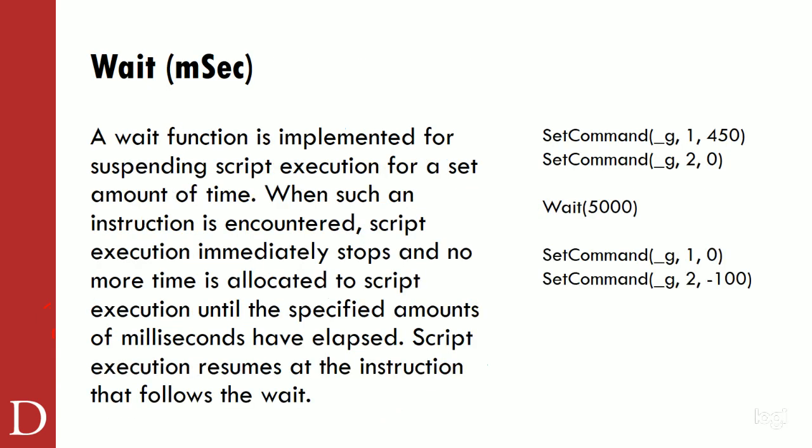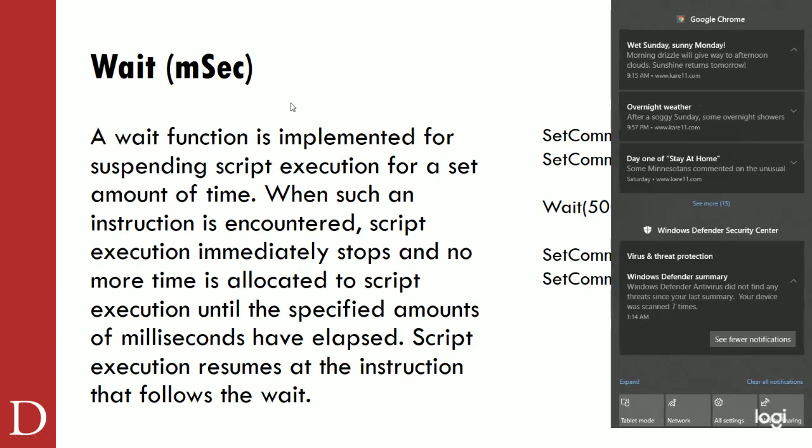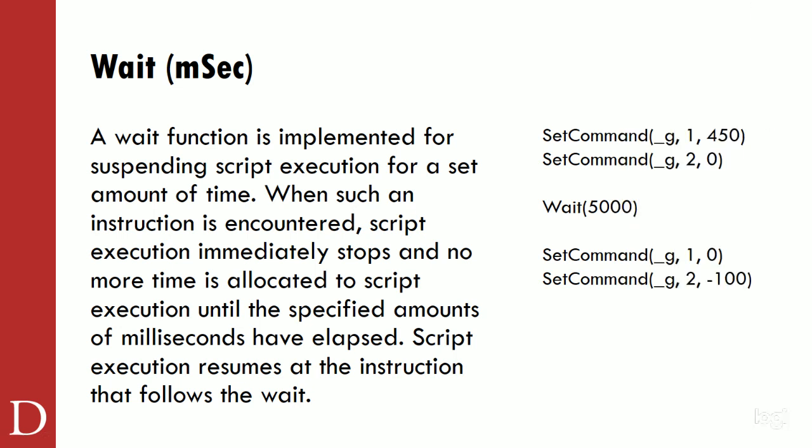Wait milliseconds. I bring this up right now because I think this might be one of the easiest ways for you to complete your homework for the week: to use the wait instruction. So a wait function is implemented suspending script execution for a set amount of time. When such an instruction is encountered, script execution immediately stops and no more time is allocated to script execution until the milliseconds have elapsed. So if we're executing this code, we're reading left to right, top to bottom.